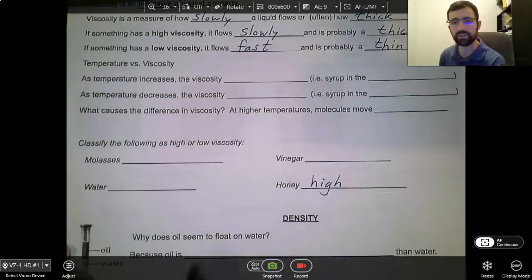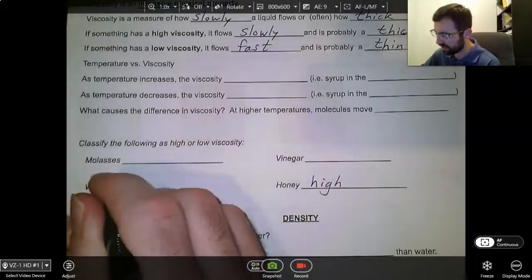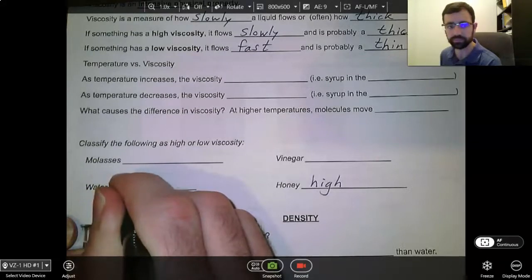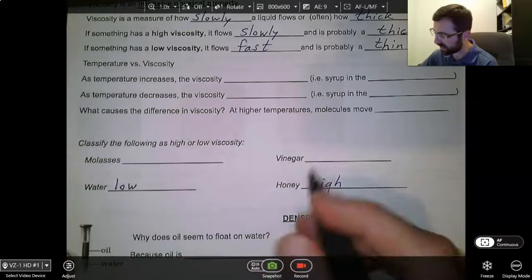And then water. Think about water. If you poured it, would it flow really slowly like honey, or would it just run all over the place? I hope you know that it's a pretty low viscosity. It flows very quickly. Vinegar is kind of like water, so I'd say low.